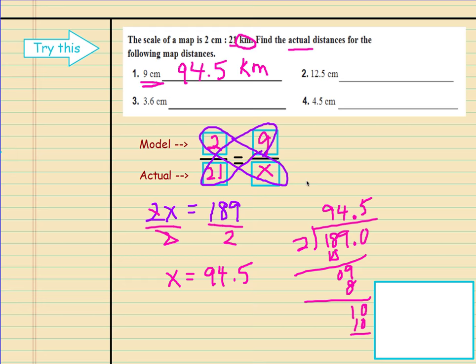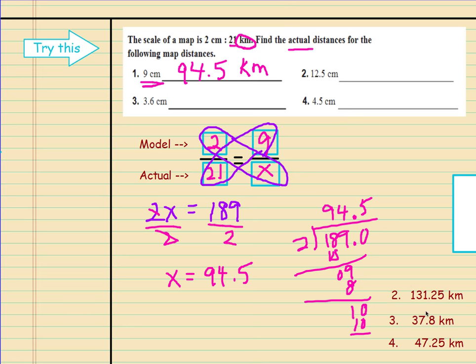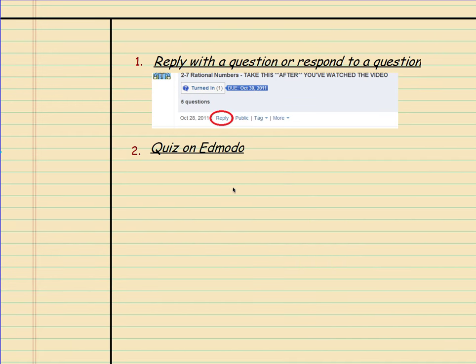I'm going to be revealing the answers to you in 3. Please show your work. 2, 1. Okay, these are the answers here, numbers 2, 3, and 4. Please check your work. And that's it.